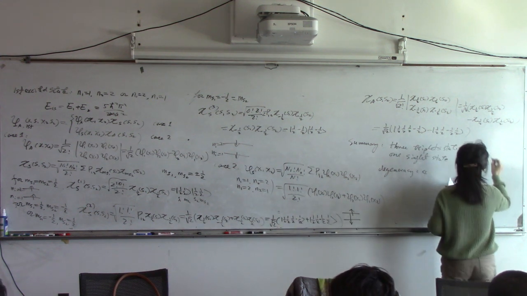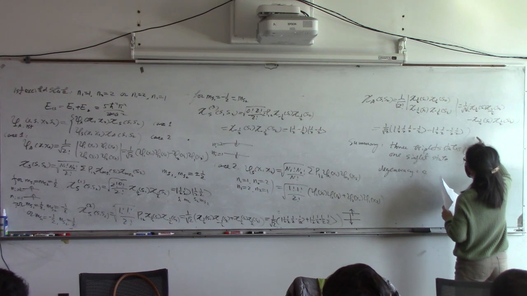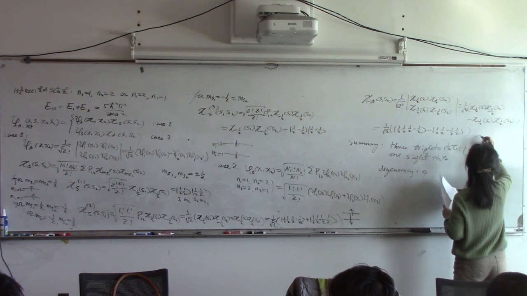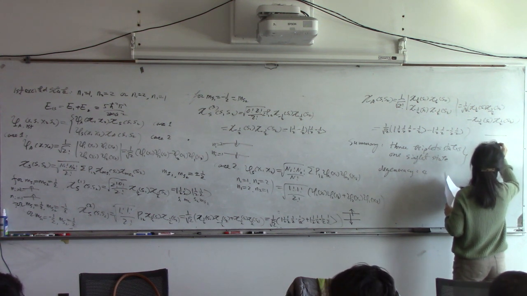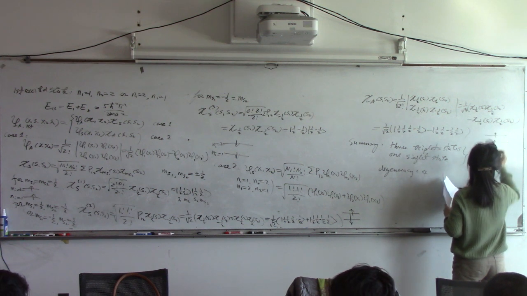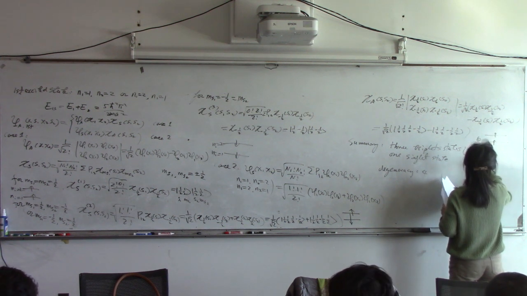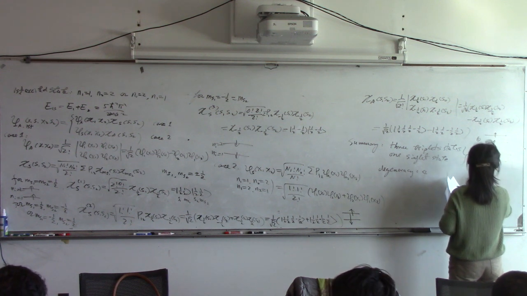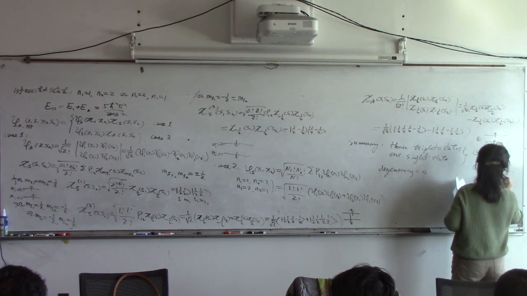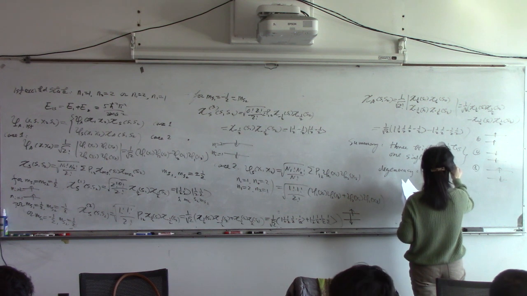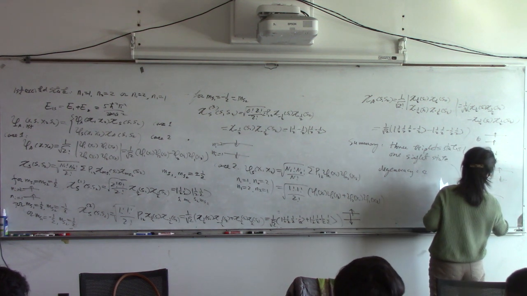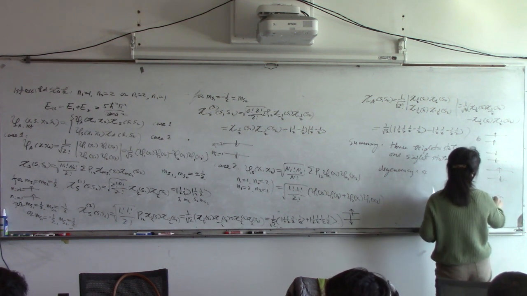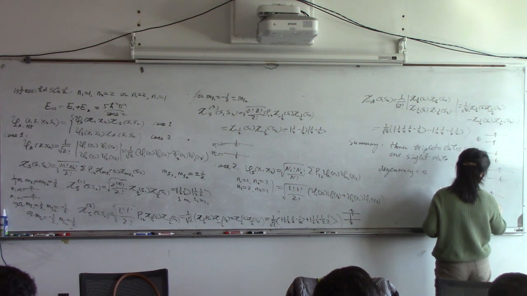How many states? So now let's summarize. The triplet states here we have 1, that is 1, 2, 3, and then the singlet state here is also another one.